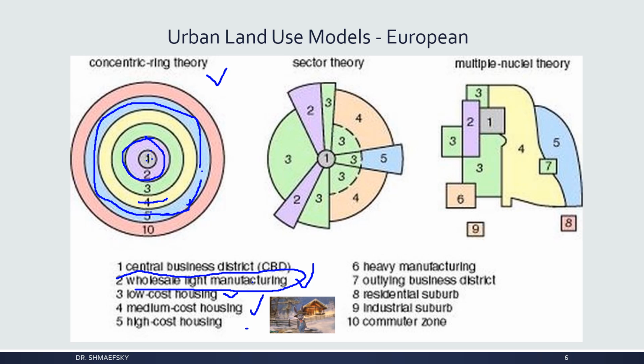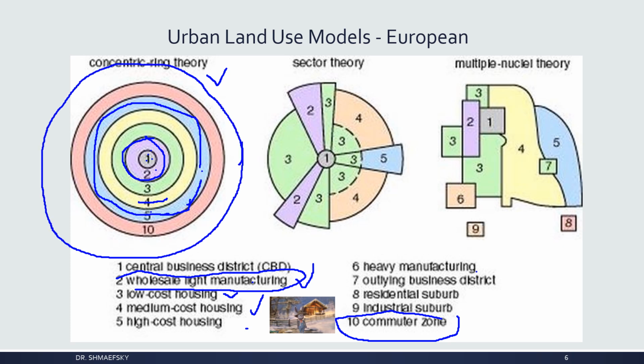And then we can have other rings there too that we see in other models. But numbers 6 and 7 here might be incorporated in number 2. But then we have what are called commuter zones sometimes too, which could be other outer areas. And again, outside of here can be farms.